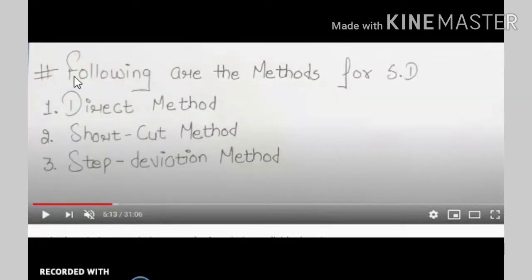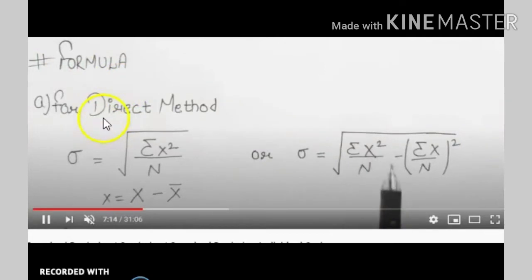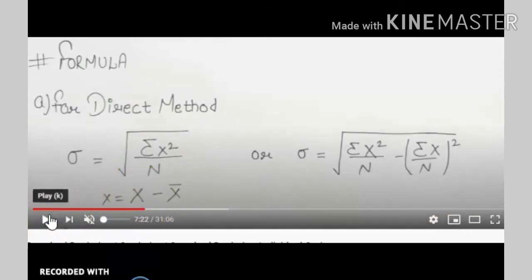As usual, we studied in mean, etc., the direct method, shortcut method and step deviation method. The same steps are followed here also, but using a different formula. The formula for the direct method is sigma is equal to root of sigma x square by n. Here x is to be found, that is x equal to x minus x bar. Then only you will be getting the answer.